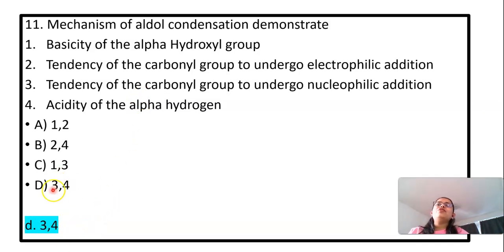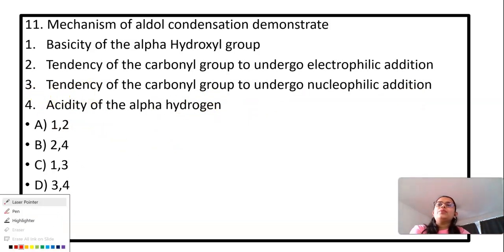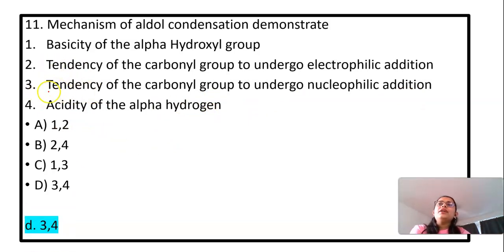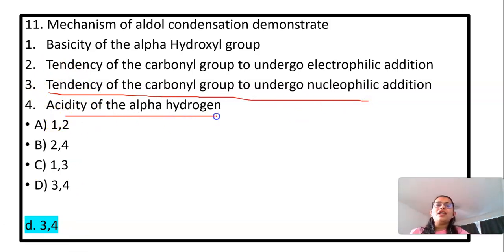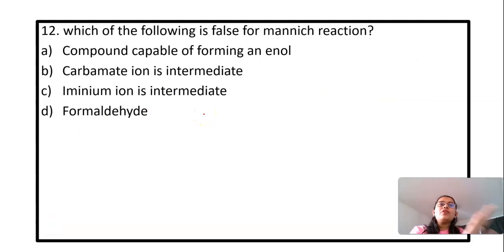D, that is 3 and 4, means tendency of the carbonyl group to undergo nucleophilic addition and acidity of the alpha hydrogen. These two are the important mechanism for the aldol condensation. See, these two. I'm using the pen here. Tendency of the carbonyl group to undergo nucleophilic addition and acidity of the alpha hydrogen. These two are very important steps in the mechanism of aldol condensation.